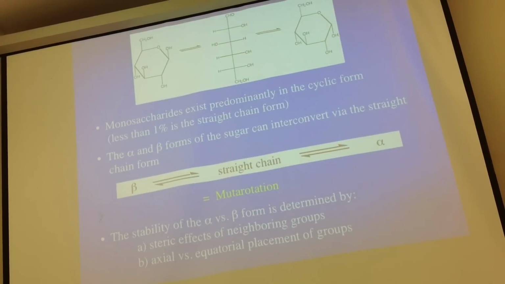Okay, now, in terms of what you're going to get more of, it's not 50-50. It'd be very unlikely that it would be. You have a whole bunch of steric effects of the different groups on there, and also axial versus equatorial placement of groups. Some are going to be better energetically than others, so it won't be 50-50. It just depends.